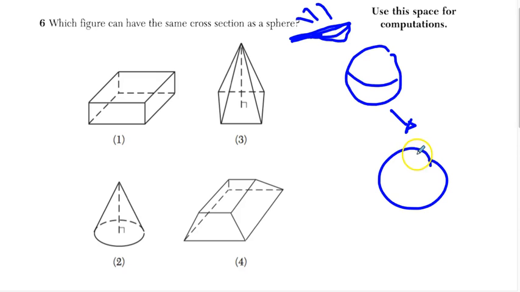These animations aren't helping us. So which one has the same cross-section as a sphere? Well, that would be a cone, right? Because if I cut this cone in half like so, I'm also going to get a circular cross-section. Answer here is 2. Cross-sections, you might remember, are just the 2-dimensional shape that you get when you cut a figure. Ugh, this is ugly.